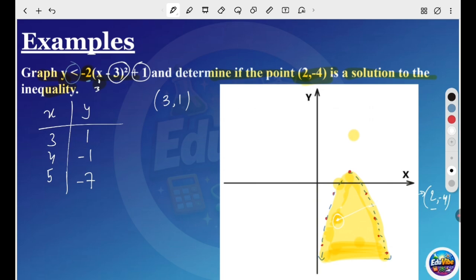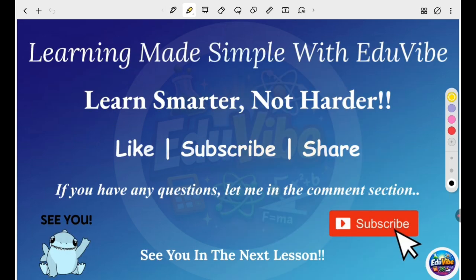This is more likely the easy type of thing in this one. For this lesson, I hope you are understanding how we make the graphs. If you still have any questions, let me know in the comment section. So this is a very small unit, inequalities. So we completed this unit with only 2 lessons.